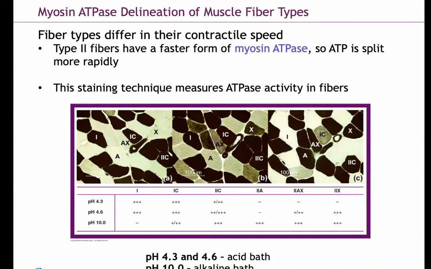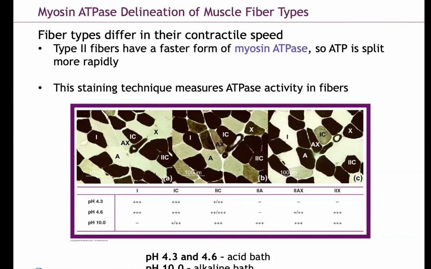And then we have an alkaline bath, which is a pH of 10. The difference between alkaline and acid bath, you probably know, is that there are bases and there are acids. So it's just looking at pH level. We know that as acidity increases, pH level goes down. So here we have a low pH and here we have a high pH. So it's just staining them with different types of acidic solutions. It's a little above my area of knowledge, so I'm going to try to keep it as simple as possible.